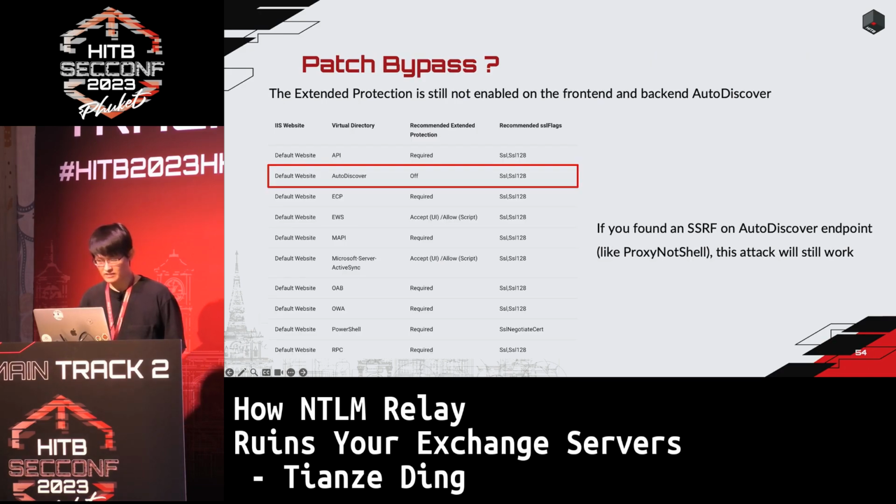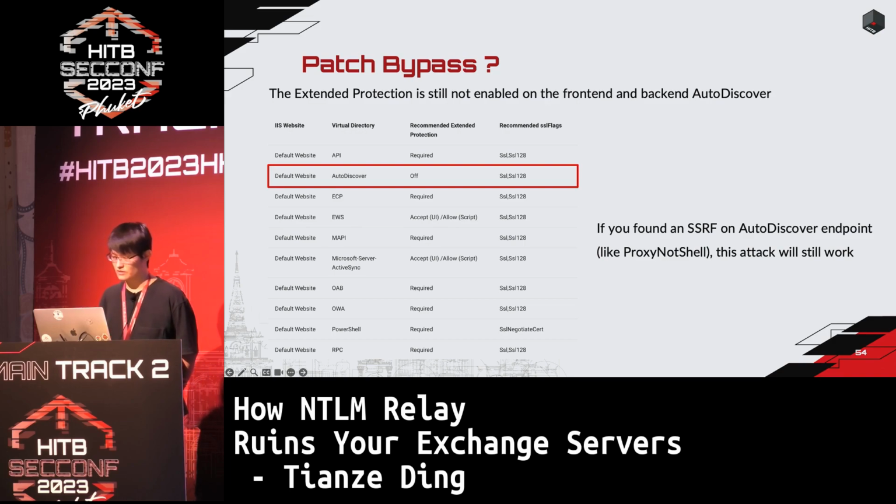Is there any possible way to bypass this patch? When I was looking at the documentation for Extended Protection, I found that Autodiscover is still not protected by Extended Protection. In most cases, this doesn't seem to be a security issue, because the Autodiscover endpoints do not provide any high-risk functions. But if you can find an SSRF vulnerability in the Autodiscover endpoints to proxy requests to other endpoints, just like ProxyNotShell, this attack surface will still work.